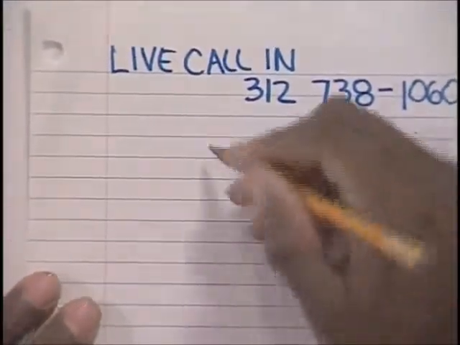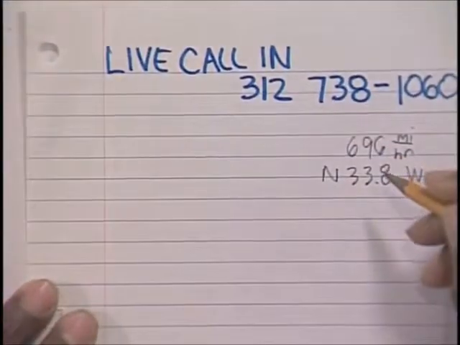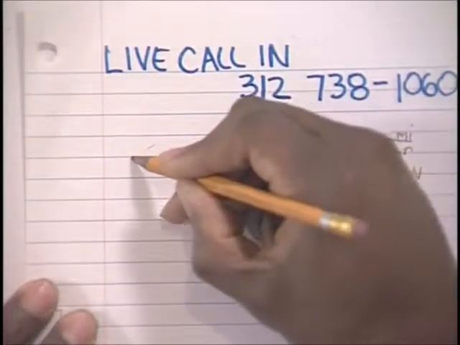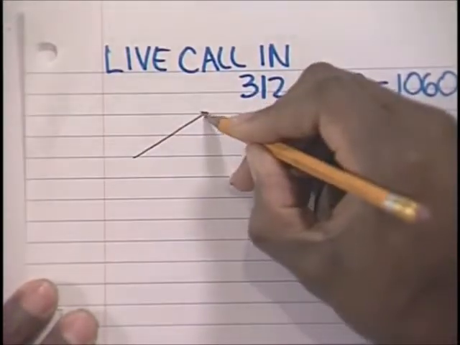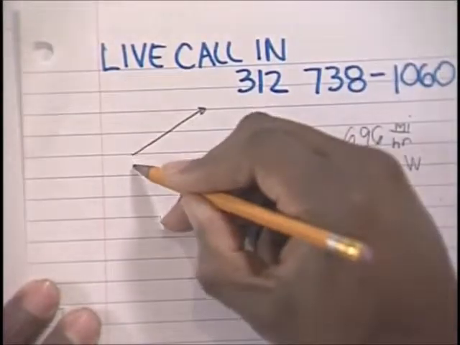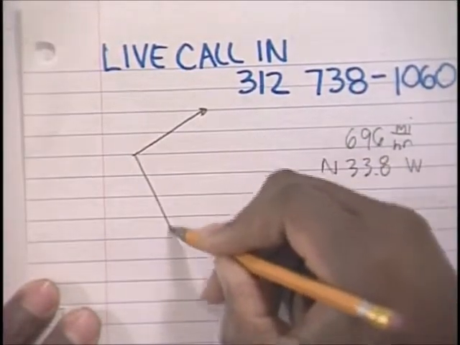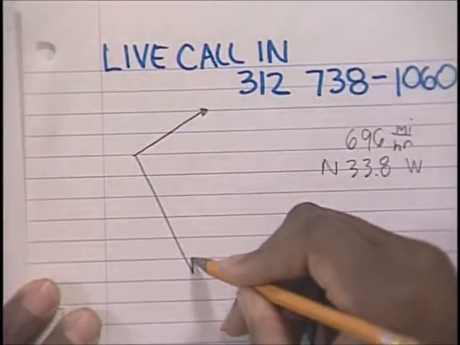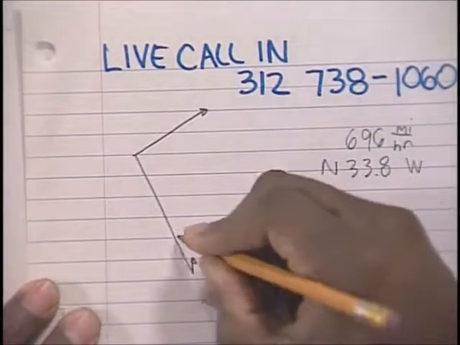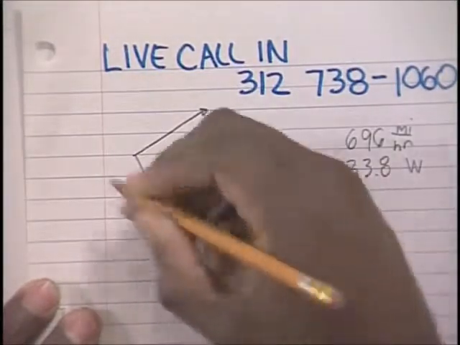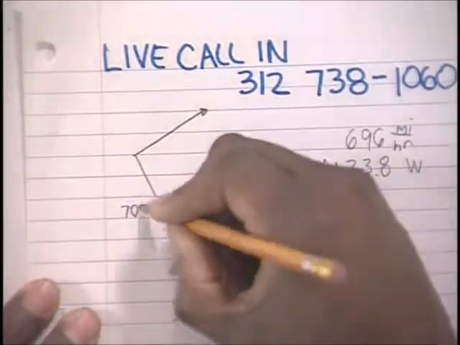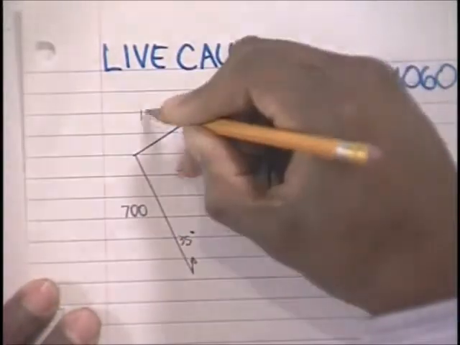All right, so what do we have? You still on the air, caller? Oh, wonderful. All right, so we got our vector going this way, and then we got the other vector like so. So this was 35 degrees here, this was 700, and this was 15.